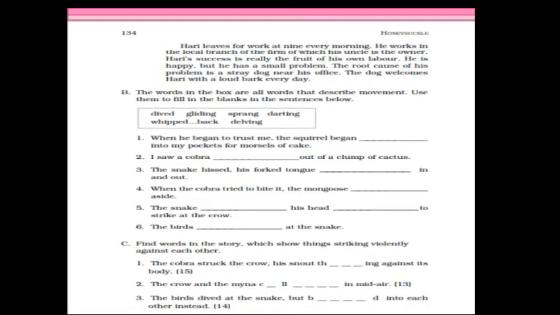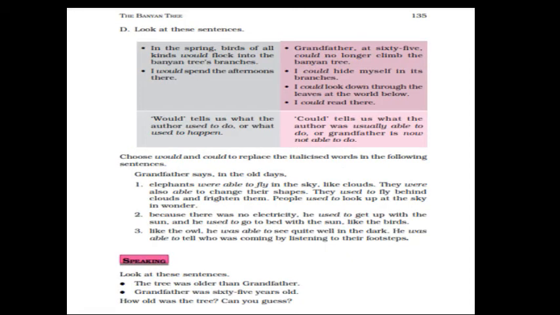Look at these sentences. Again, there are a few sentences given, children. This you have to do by yourself. Choose would and could to replace the italicized word in the following sentences.